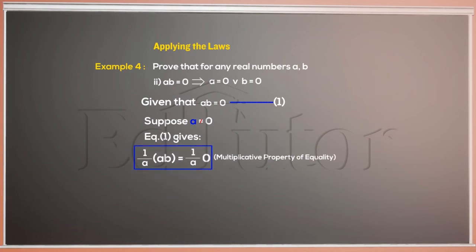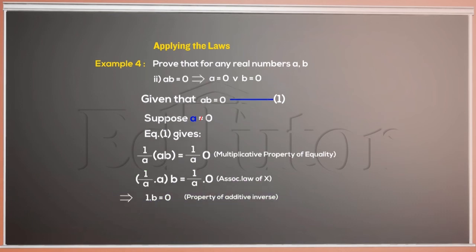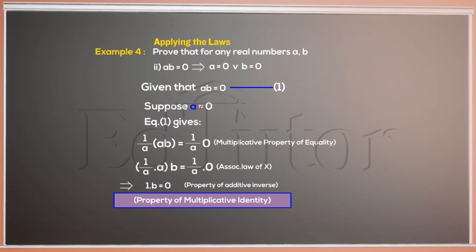So far, so good. Now that we have set up the equation, we can rearrange the left hand side using the associative law of multiplication by enclosing a and its multiplicative inverse in brackets. Recall the product of the multiplicative inverses is 1. And now we are left with this. The multiplicative identity property tells us that any number multiplied by 1 gets itself back. Hence, the left hand side is now just b.